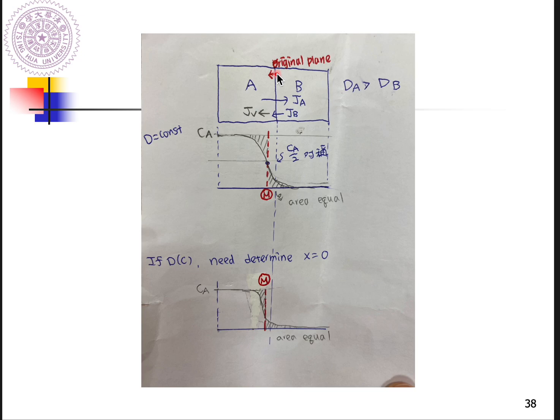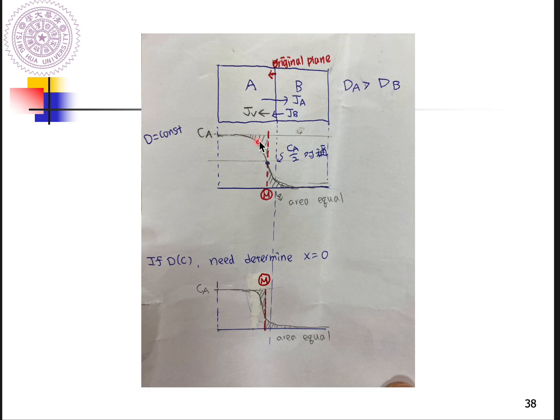based on the Kirkendall effect, this original plane is going to shift toward where? Because JA is larger than JB, more A moves here, so it's going to push this original plane to the left-hand side. It will be like this. And if D is constant, then after time t, you can plot these curves, right?